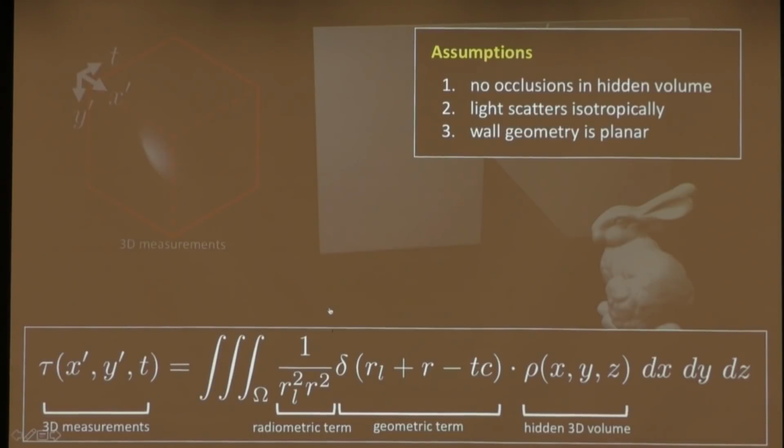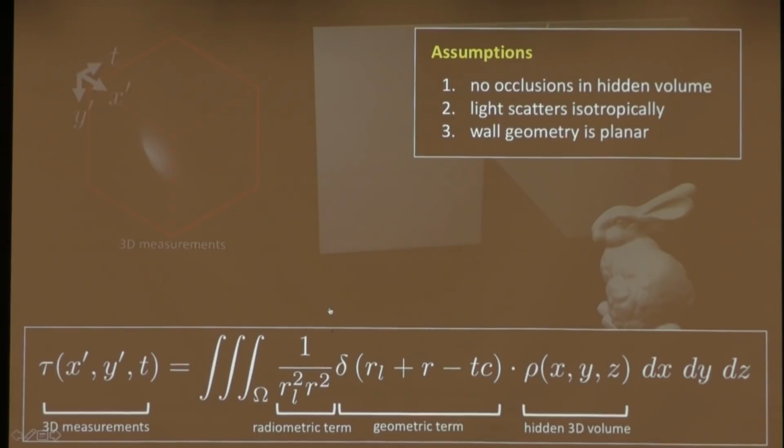And in order to express this as a linear system, which is what we use to actually solve this problem, we need to make a few assumptions. The assumptions made in this image formation model are that there are no occlusions present within the hidden volume. That means that no two points within the hidden volume actually interact with each other. We assume that light scatters isotropically, so we ignore the fact that maybe this is a metallic object, maybe it's a diffuse object. We just assume all objects are essentially diffuse or Lambertian for simplicity. And for the sake of this part of the presentation, we'll assume that the wall is also flat.